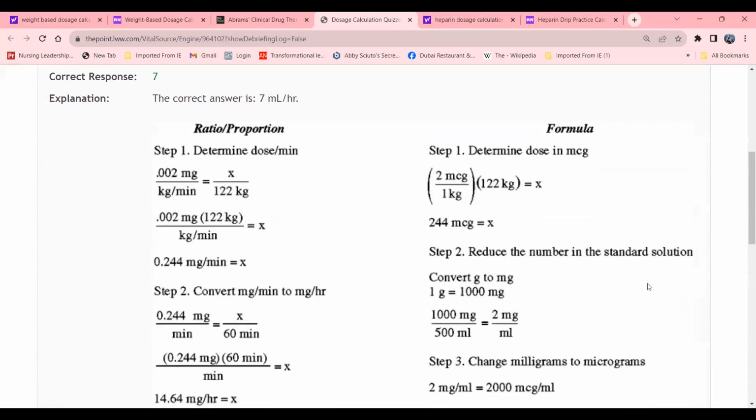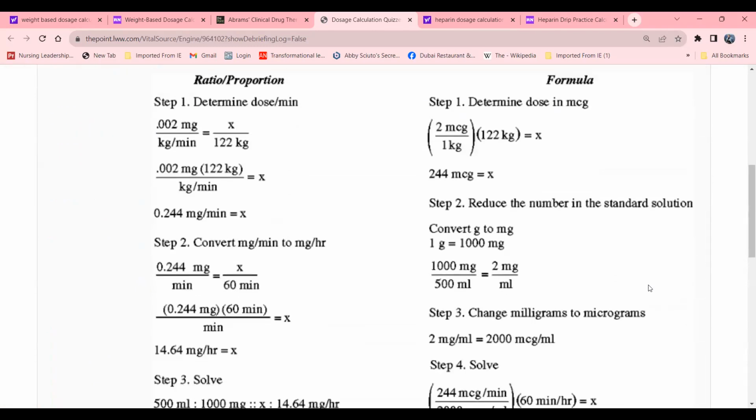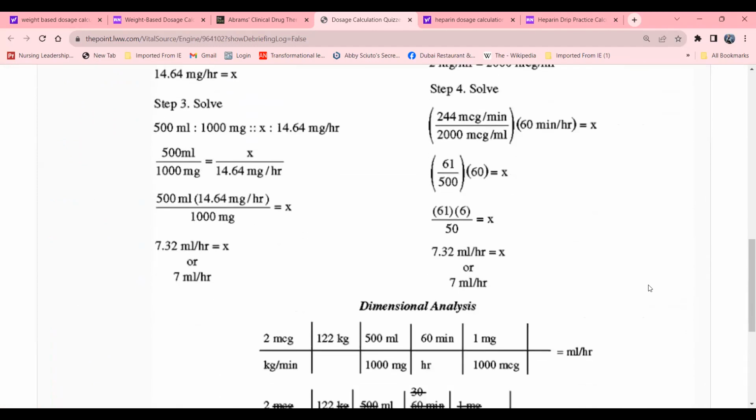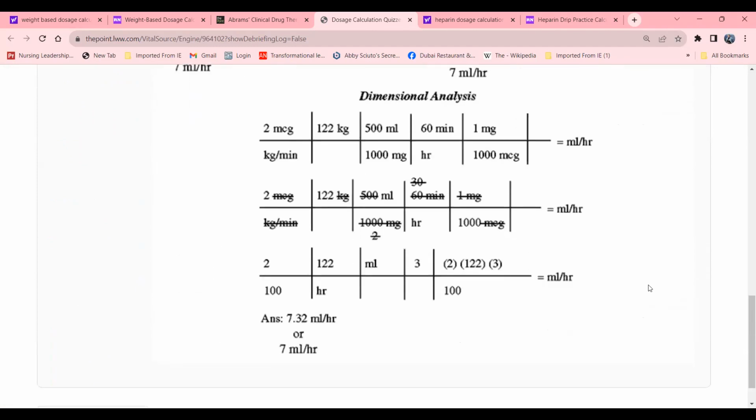Okay, and these are the different formulas. So, dimensional analysis is probably down here at the bottom somewhere. There you go. So that's how you would be setting it up if you're doing dimensional analysis.